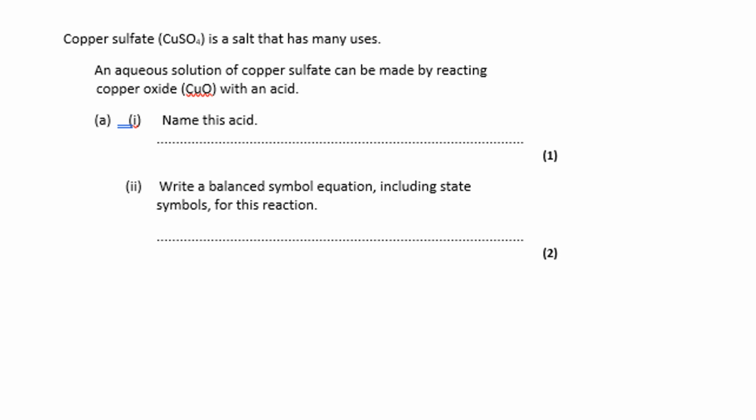Okay, so pause the video and have a go at this one. Okay, so copper sulfate, CuSO4, is a salt that has many uses. An aqueous solution, so remember that means dissolved in water, of copper sulfate can be made by reacting copper oxide with an acid. Name this acid. Well, there's only 3 acids we ever talk about: hydrochloric acid, sulfuric acid and nitric acid. Which is going to work to make a copper sulfate? Well, I'm hoping you would recognise it's sulfuric acid.